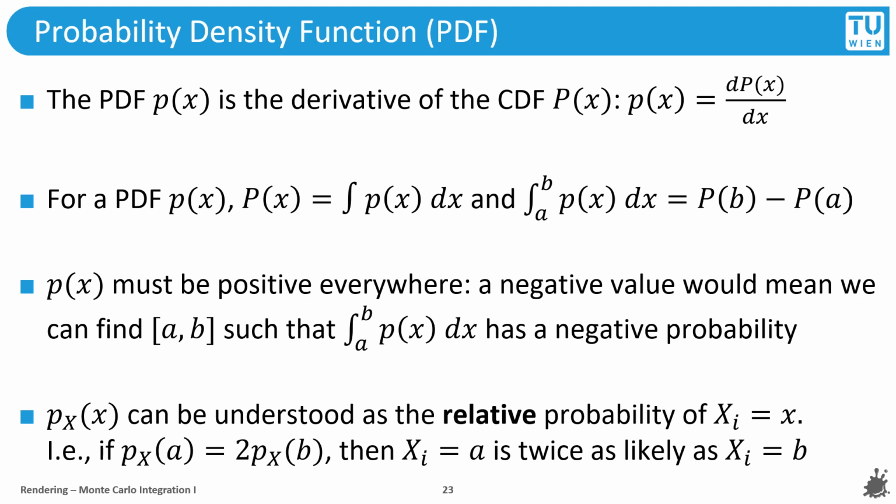For instance, if we have the output of the PDF for a given value A that is twice as high as the output of the PDF for another value B, then it means that the associated random variable is twice as likely to take on the value of A than it is to take on the value of B.